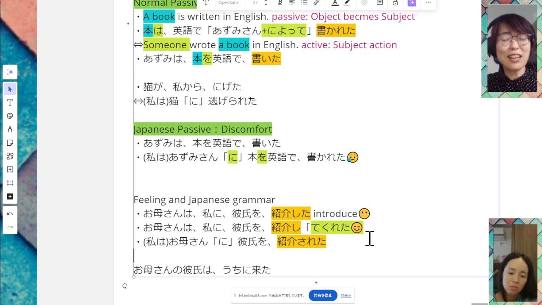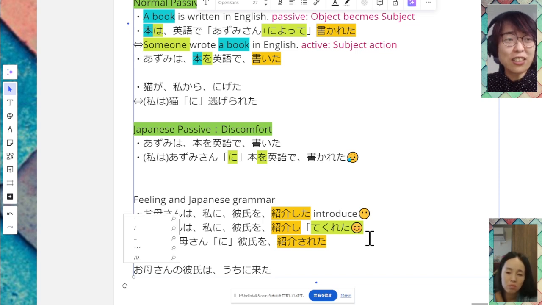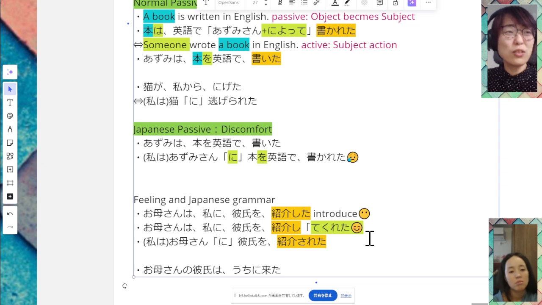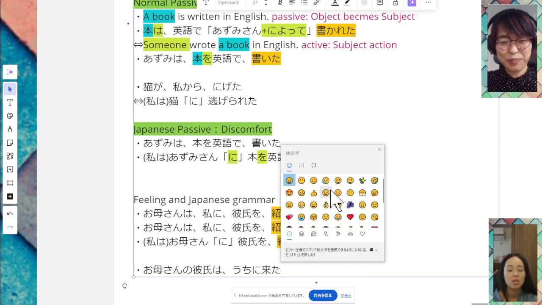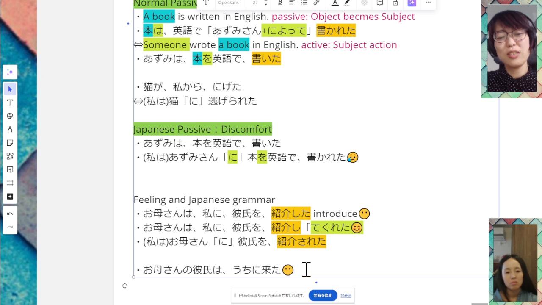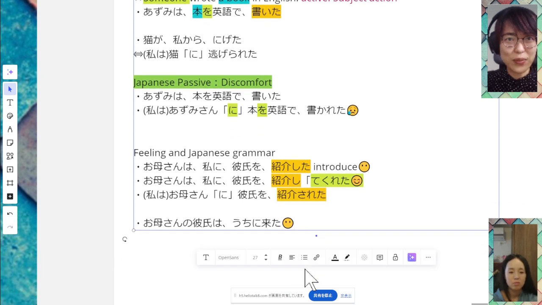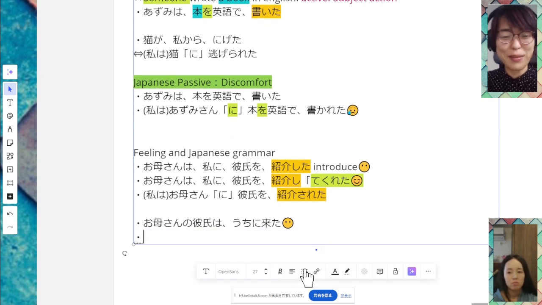お母さんの彼氏はうちに来た。Look at this. お母さんの彼氏 is now not involving any action of yours, right? 彼氏 is only on their own action. うちに来た。This is neutral. But if this situation occurs, you can add your feeling. Okay, you are not happy, or you are happy. Happy version.